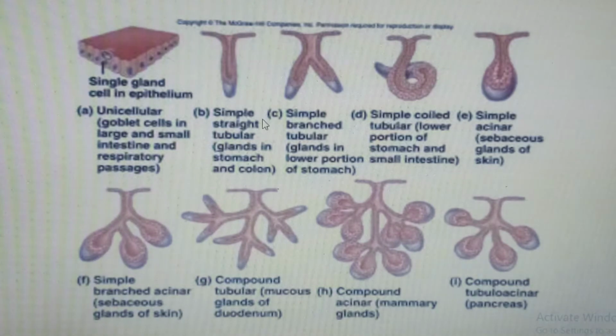Now, the multicellular exocrine gland could be simple if the duct doesn't branch, or it could be compound if the duct branches. The nature of the secretory units can also tell us whether it is alveolar or acinar, or tubular. You can see this one is tubular, like a tube, so we call it a simple tubular gland. I've done these, so please visit that video. If the duct is not branching, but the secretory unit shows branching, then we call it simple branched tubular. Then of course there is the simple coiled tubular, and then the simple acinar.